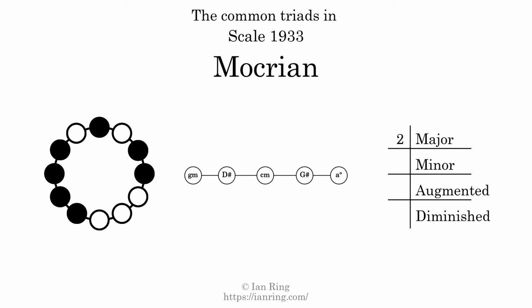There are 2 major triads. There are 2 minor triads. There are no augmented triads. There is 1 diminished triad. Here is a Hamiltonian path of parsimonious voice leading that uses all the triads.